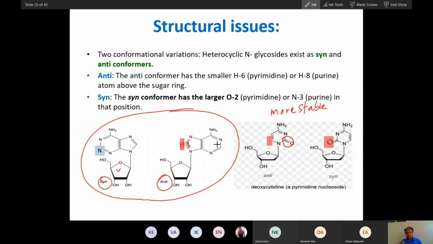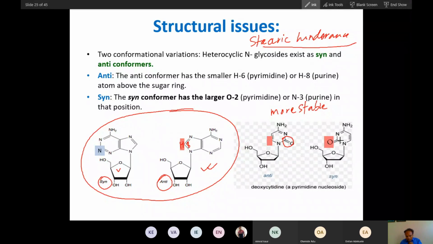Because you can imagine the steric hindrance. Steric hindrance is the phenomenon where hindrance happens because of bulky groups, two groups. In this condition the hindrance is less, and that is why this is more stable.